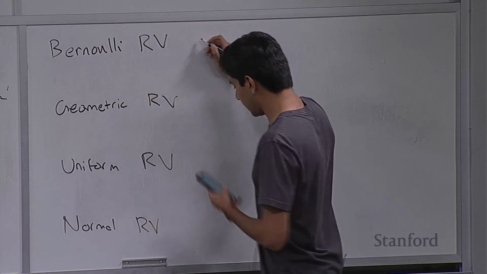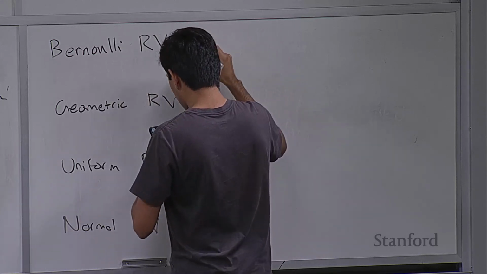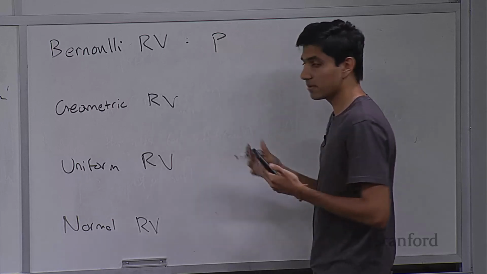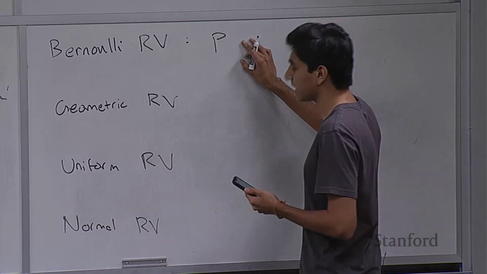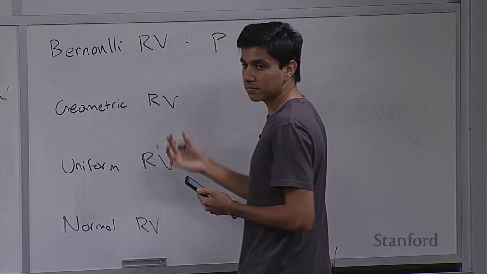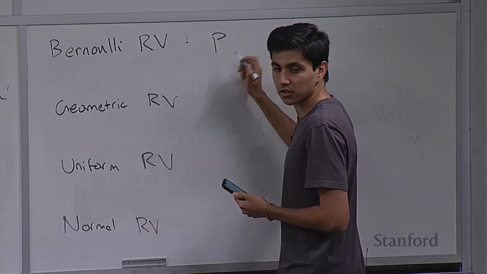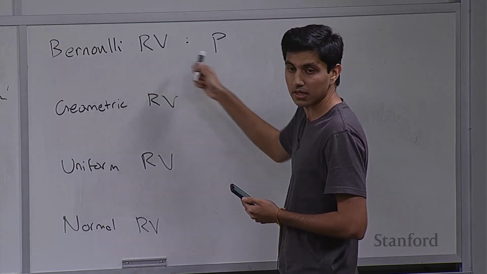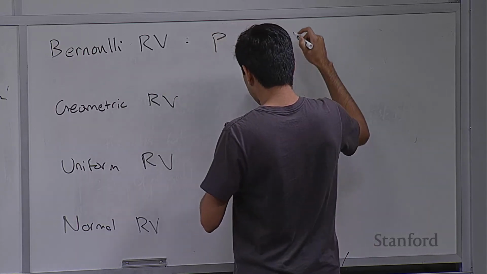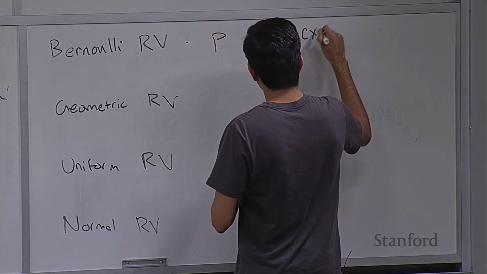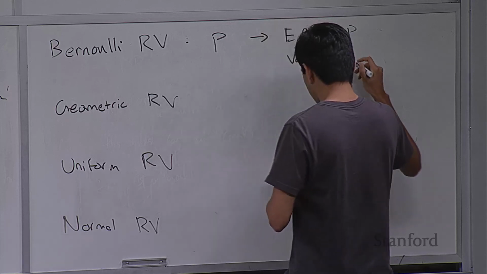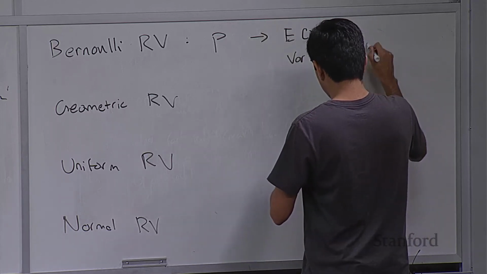Now, a Bernoulli random variable is a random variable with parameter p, and it can be interpreted as a coin flip with probability p. So what we're saying here is that the flip lands heads with probability p and tails with probability 1 minus p. So the only parameter for a Bernoulli random variable is p. The expectation of a Bernoulli random variable, E of x, is p, and the variance, Var of x, is p times 1 minus p. Does this sound familiar?